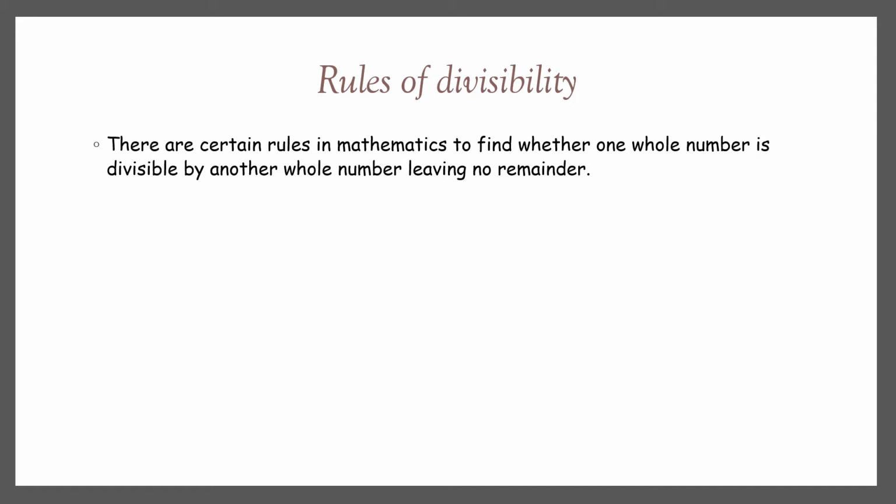Okay, what are the rules of divisibility? There are certain rules in mathematics to find whether one whole number is divisible by another whole number, leaving no remainder. So with the help of these rules we can check whether one number divides another one, leaving no remainder, meaning it can completely divide the other number. Now we will discuss the rules of divisibility for 1, 2, 3, 4, 5, 6, 8 and 9. Let's get started.